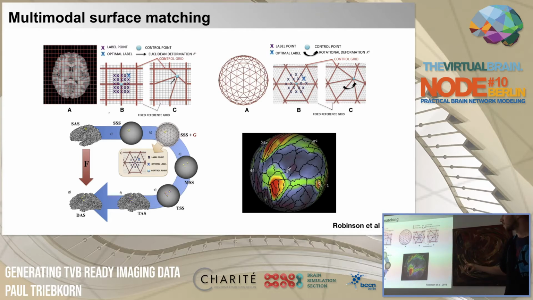Another way is to have this template on the surface. We're using a tool here called MSM, Multimodal Surface Matching, by I think Emma Robinson. It's also a tool in FSL, which does surface registration. Originally you would register the volumes, correct? So you have a grid of voxel intensities, and you would move them around such that the intensities align better.